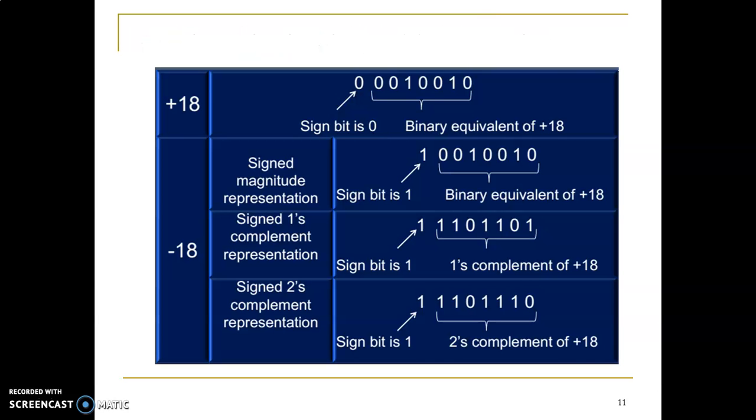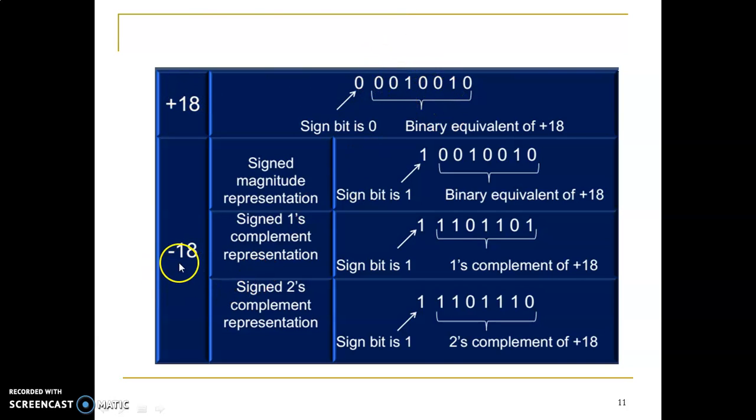So now we'll see how to represent plus 18 and minus 18 in signed bit format. So plus 18, since it is a positive number, the representation is same in all the 3 representations. So the leftmost bit represents the sign bit. This is 0 to indicate this number is a positive number. And this represents a binary equivalent of plus 18.